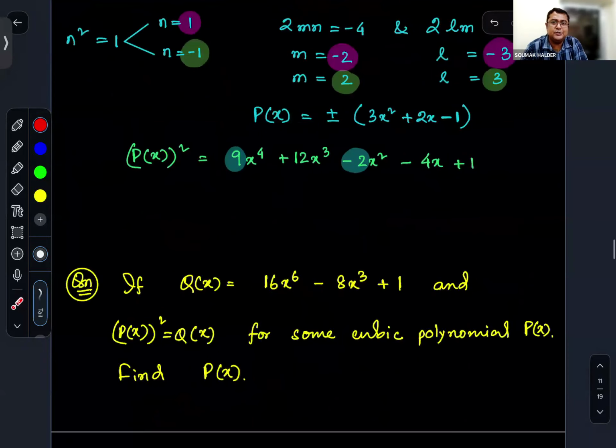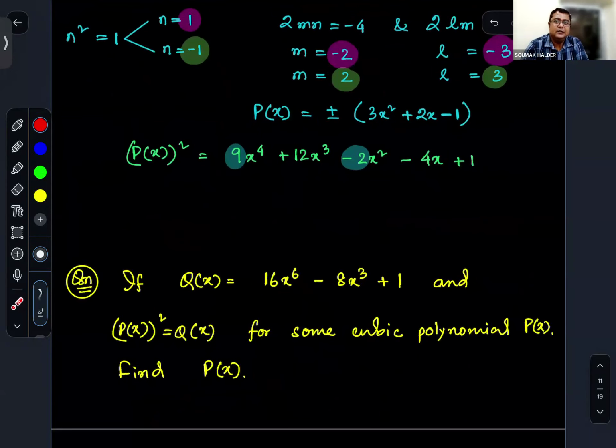Go for this next question. It says q of x been given as 16x to the power 6 minus 8x cube plus 1. And q of x is square of the polynomial p of x, which is known to be a cubic polynomial. Your assignment is to decide p of x.